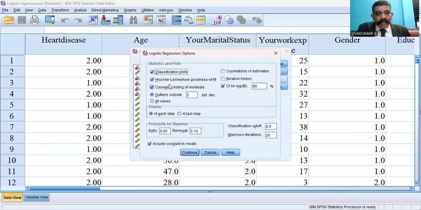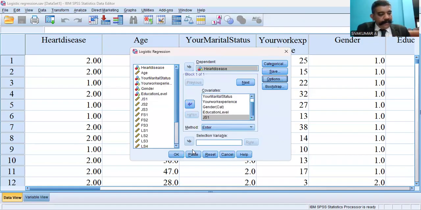Then the Hosmer-Lemeshow test, that type of menu. Then case-wise listing of residuals. Then CI for exp(B), that type of menu, etc. Then Continue. Okay. Then OK. Then you will get the result.